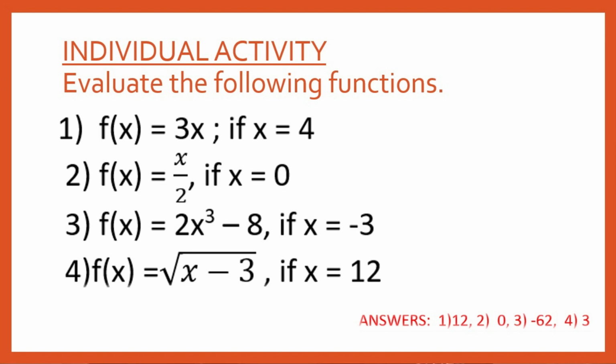Number 3, f of x is equal to 2x cubed minus 8 if x is negative 3. 2 times negative 3 cubed minus 8 gives you, correct, negative 62. Number 4, f of x is equal to the square root of x minus 3 when x is 12. 12 minus 3 gives you 9. Square root of 9 is 3.